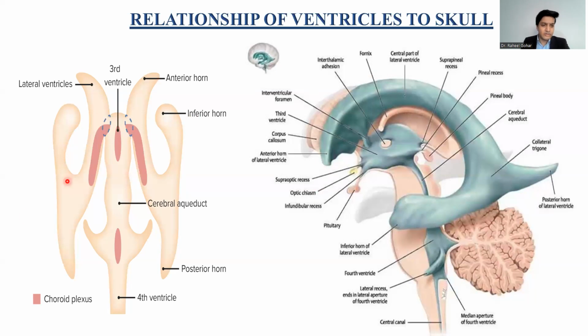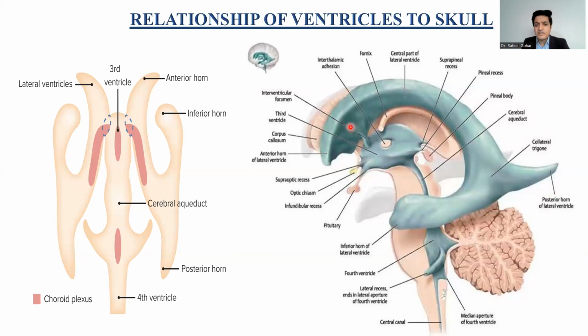So this is the coronal view, and you can see these are two lateral ventricles. Then this is the third ventricle. This is the cerebral aqueduct, which is a connection between the third and the fourth ventricle. And then finally, the fourth ventricle opens into the subarachnoid space via these foramina. Laterally, you can see these are the lateral ventricles.